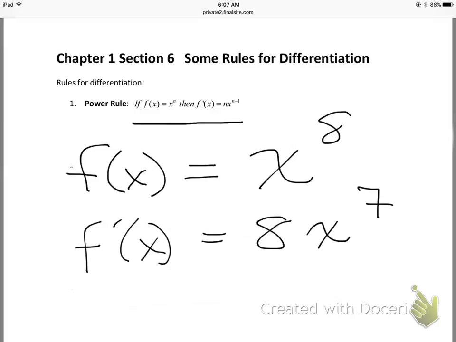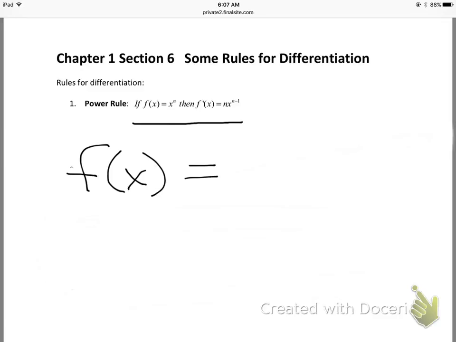Now, what if my initial function doesn't conform to the power rule in its current format? What do I do? Let's go back, and I'm going to erase this. Okay, and let's say that our function instead looks like this. How about 1 over radical x?